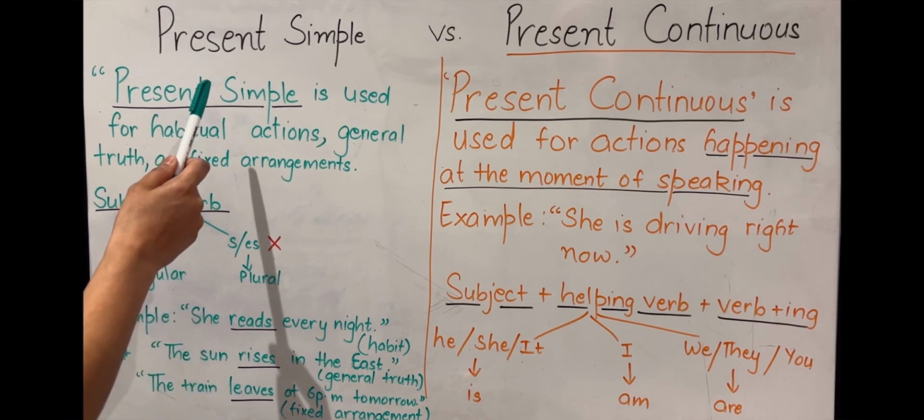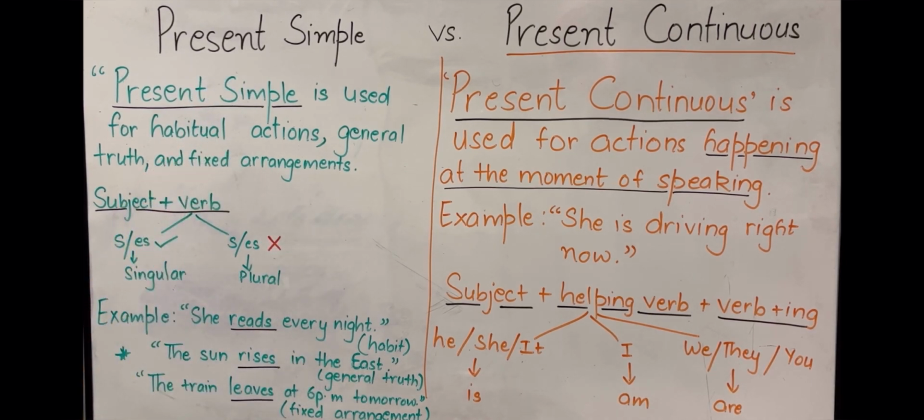So we'll be using simple present tense because this is something that she always does. She reads every night. Now, if you notice, I have added an S at the back of the verb read because she is a singular noun. The sun rises in the east. General truth. It's a fact. It's a factual thing. So sun is singular, obviously we have added an S here. The sun rises in the east.